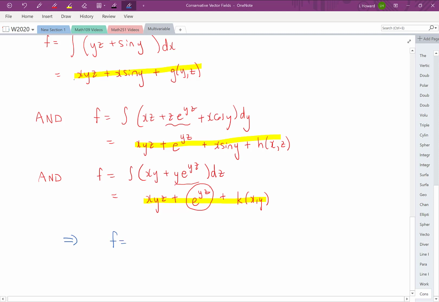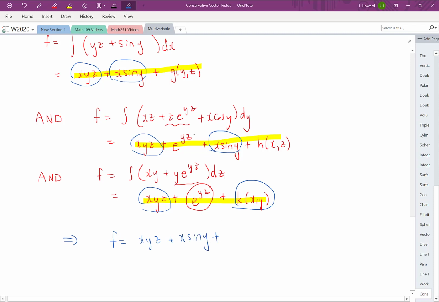I'm going to circle terms as we use them. So there's definitely going to be an xyz term. There's going to be a term like x sine y. That comes up here and here. And in the third function, it just appears as the k of xy. So we'll write that down. And let's see what else we've got. We've got this e to the yz. And in the first expression for our function, that just appears as g of yz. So we'll add that on there.